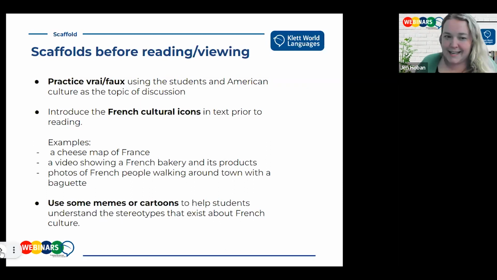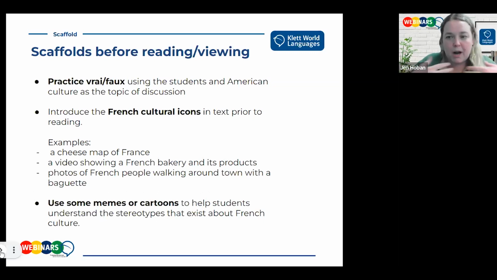The next thing is actually introducing some of these cultural icons. I know I'm really guilty of thinking that everybody knows everything about French culture. Sometimes, like, everyone knows what a baguette is, right? Everyone knows what camembert is, right? And a lot of our students don't. They really are not exposed to that.